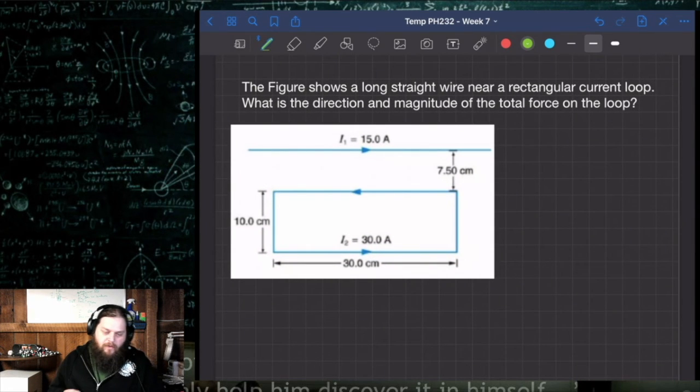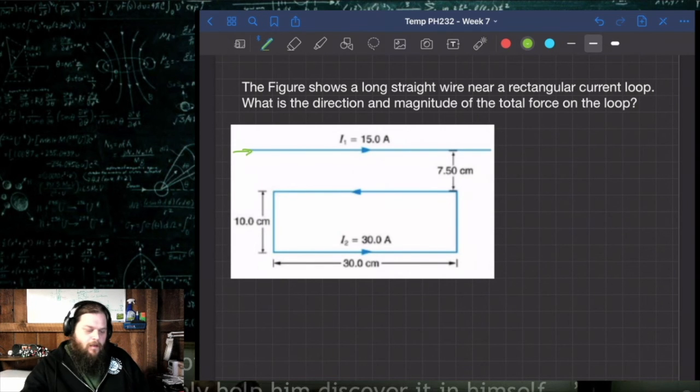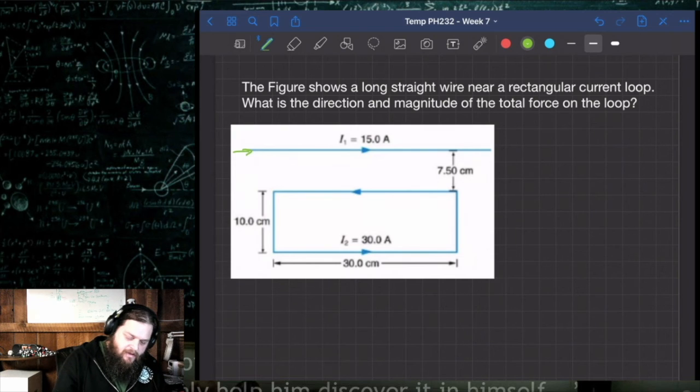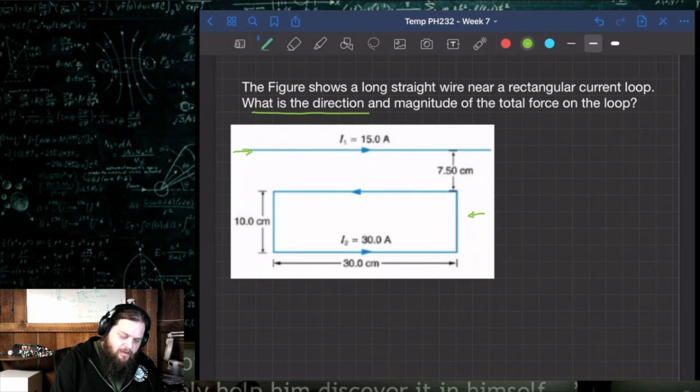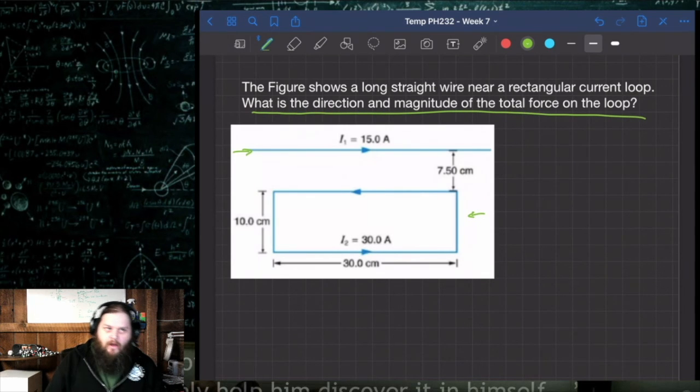So in this figure shown below, it shows a long straight wire. That's this top one up here. That wire is near a rectangular current loop, which means this loop down here just has a current going around it and around it. We're going to say it's a constant current at this point, assuming there's basically no resistance in that wire. We want to know what is the direction and magnitude of the total force on the loop.